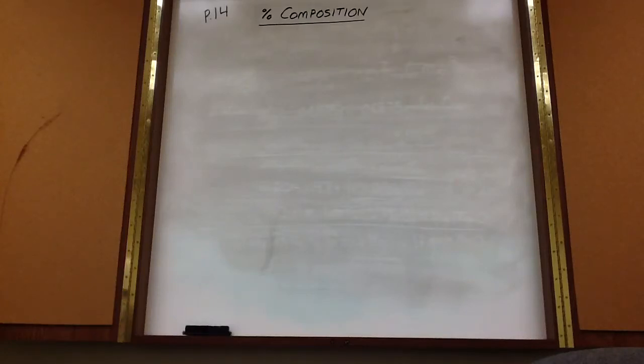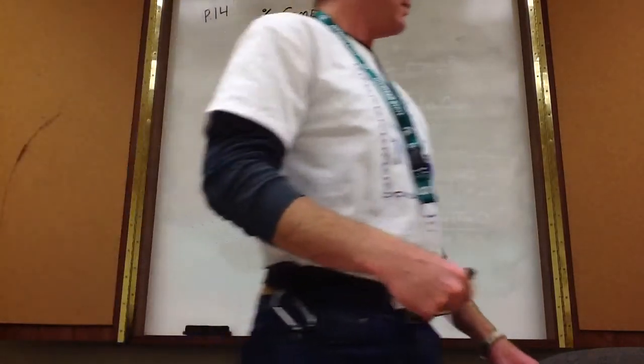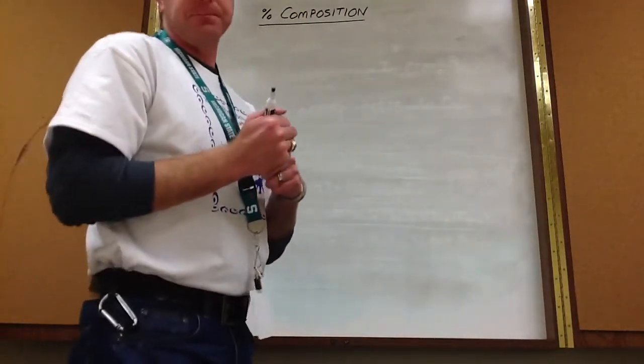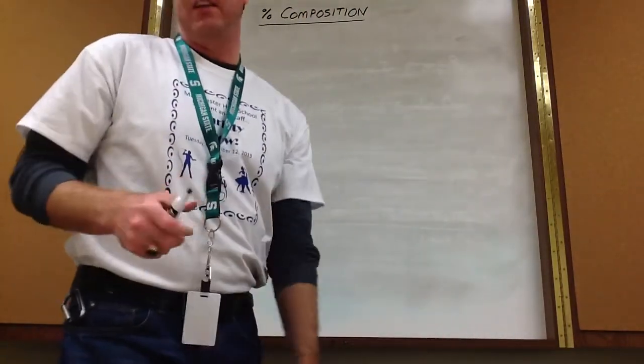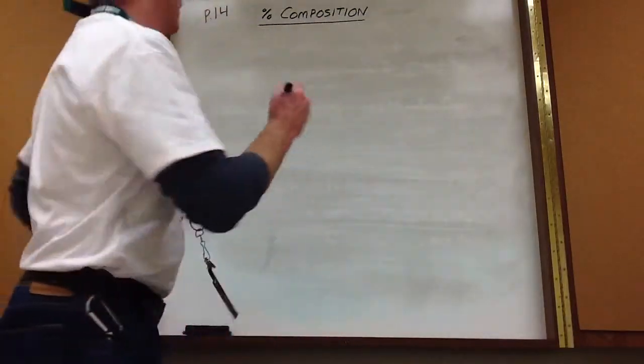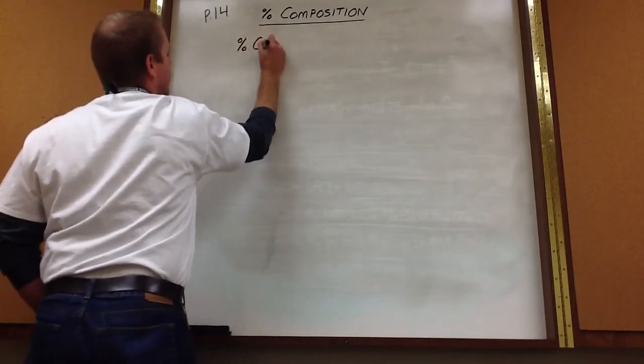Okay, page 14, percent composition. Conceptually pretty easy. Once we take it and add stoichiometry into the mix, it can become a little more challenging. On page 14 at the very top of the page, you're going to see a percent composition formula. So first of all, let's go ahead and just go through that.